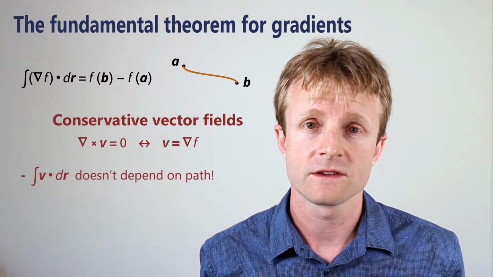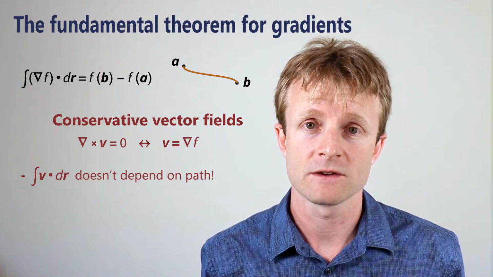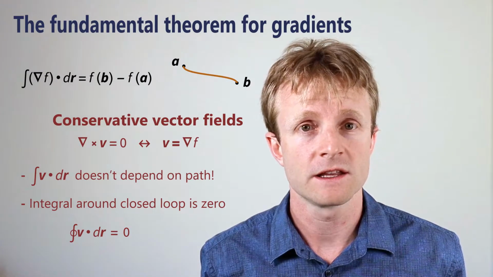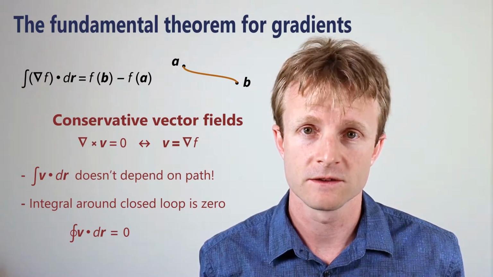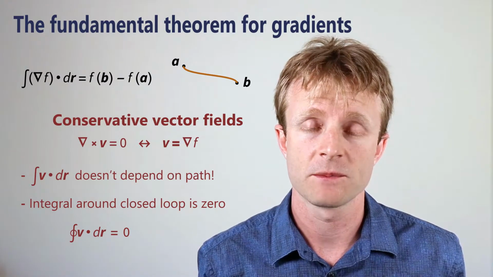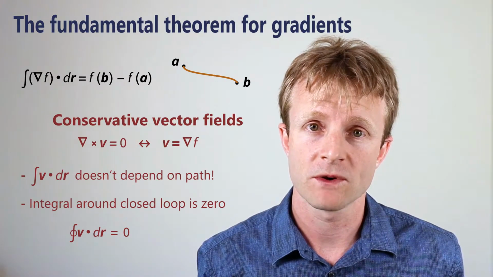Also, if we consider a loop for our path, now the two endpoints are the same, and the theorem tells us that the line integral vanishes. So the line integral of a conservative vector field around a closed loop is 0. These properties are very useful conceptually and, for example, underlie the conservation of energy. But they're also useful in practice.